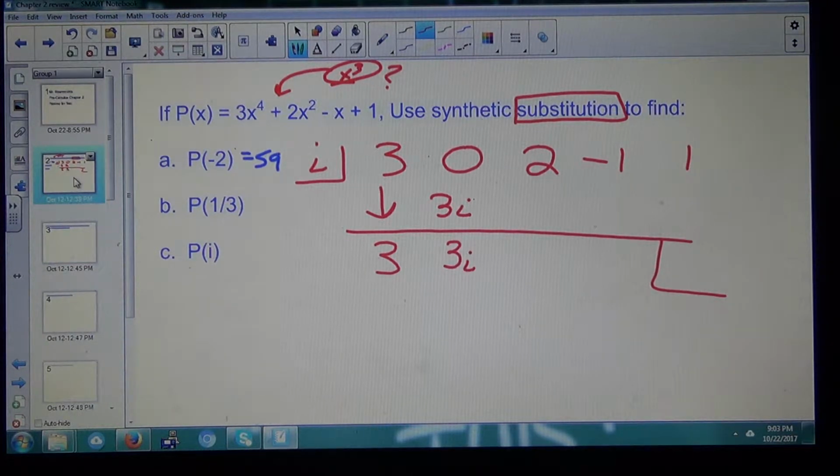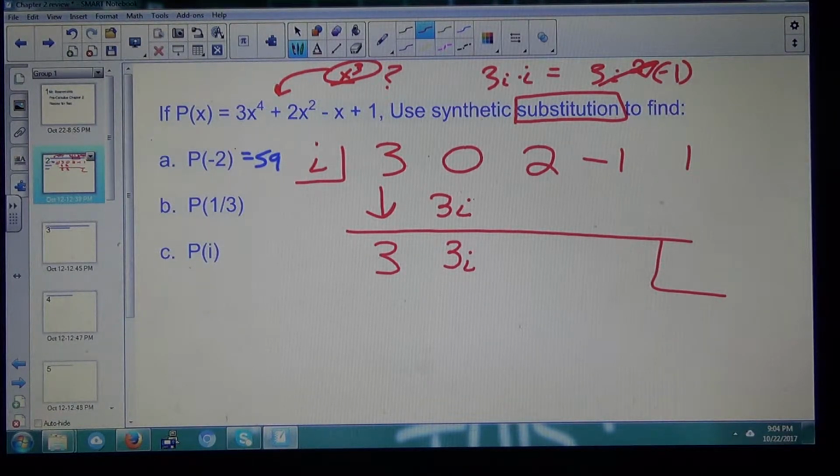me 3i. And then multiplying, so to go back up now, it's 3i times i, so 3i times i gives me 3i squared. And what's i squared always turn into? A negative 1.